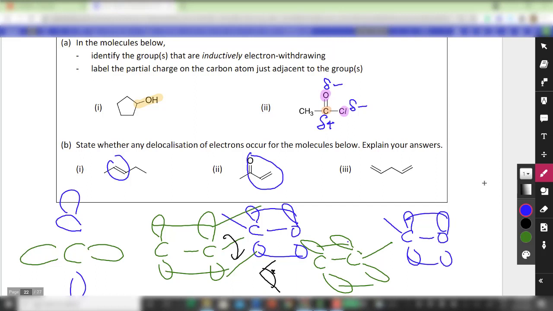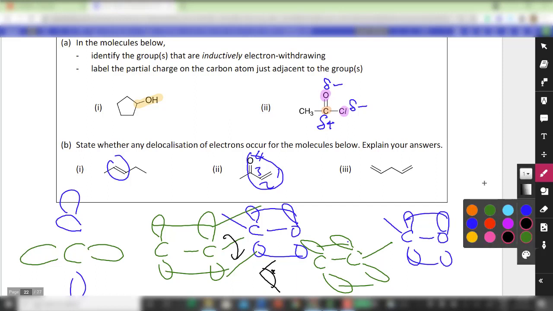So there is a condition you need to satisfy. That means that the 3 carbons and the oxygen, their p orbitals must align, must be parallel to each other for you to have delocalization.